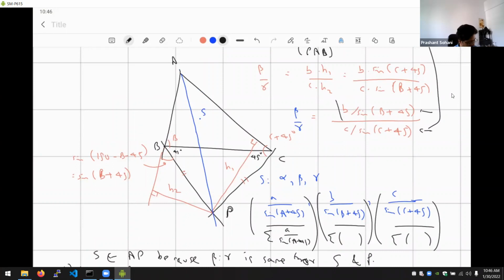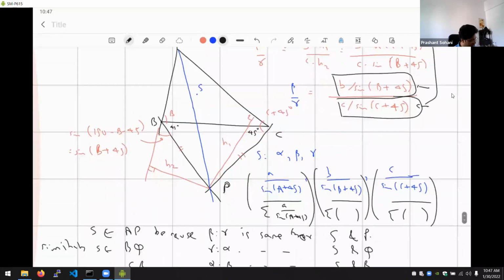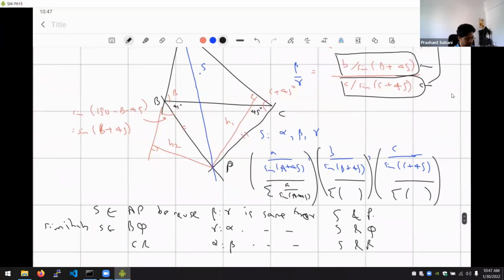So this separation of concerns, you can say, in a way that I'm separating the concerns of beta and gamma, or rather side B and side C, that is what allowed us to finish this problem. Okay, does everybody follow this argument, what I did in the last few steps, or do you want me to repeat any part?